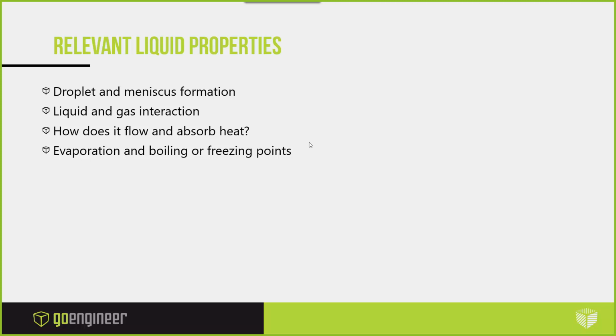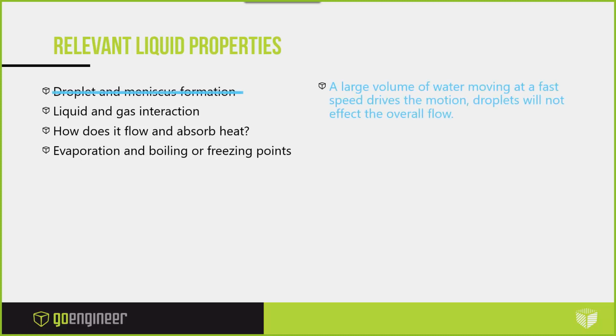These are common physical effects that I might need to understand about water. So droplet meniscus, gas and liquid interaction, the fluid flow, absorbing heat, evaporation, boiling, basically phase change. If I'm talking about fluid in a tanker, it's moving pretty fast. It's the volume of the fluid really driving the motion. Droplets and small details like the meniscus are not affecting the overall flow. So that's a concept of surface tension, and we don't need to worry about it. We can leave that math out.